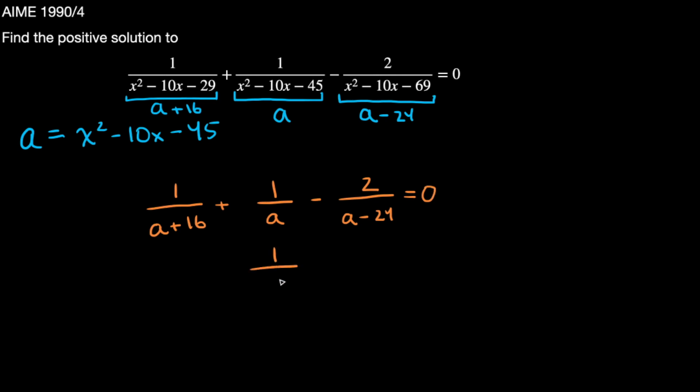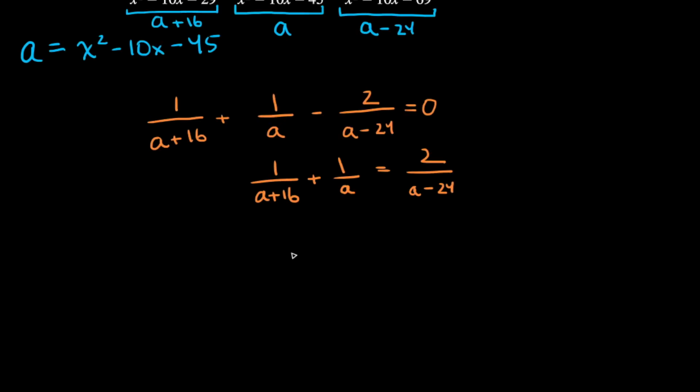So we get 1 over a plus 16 plus 1 over a is equal to 2 over a minus 24. Now, this is much simpler to take the common denominator, so let's do that. We cross multiply, so a times 1 plus a plus 16 times 1 over the product of these two, so that is a times a plus 16. And that is, of course, equal to 2 over a minus 24.